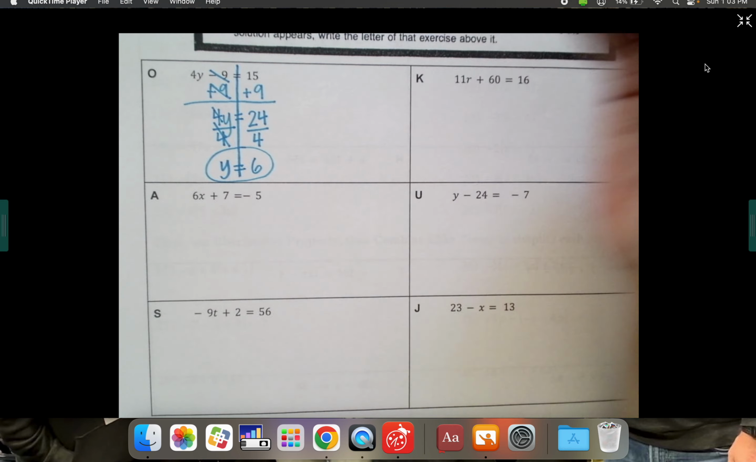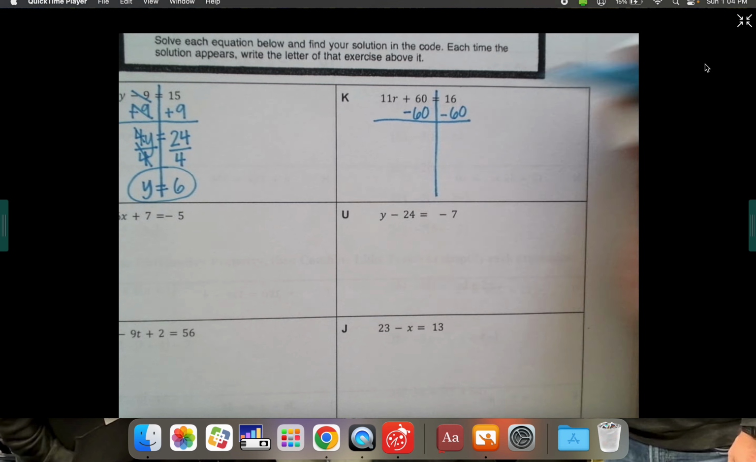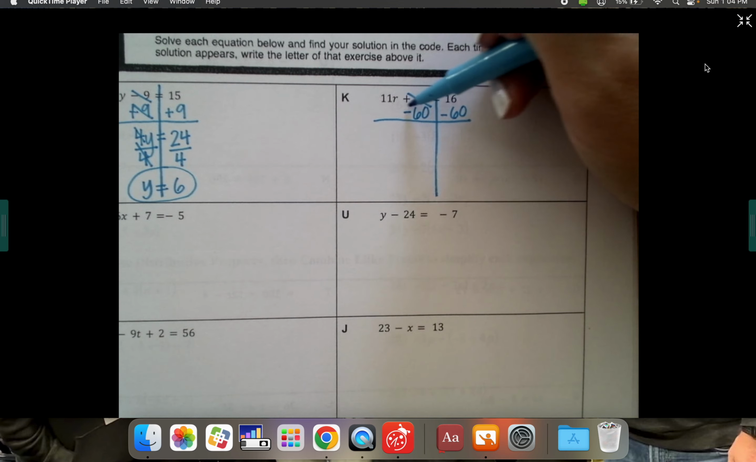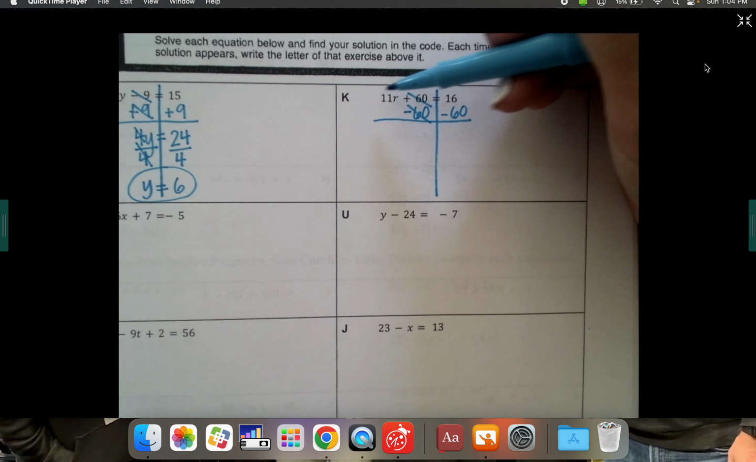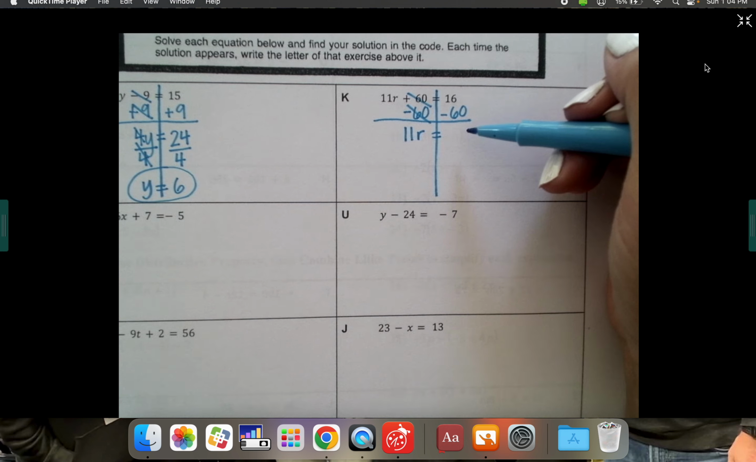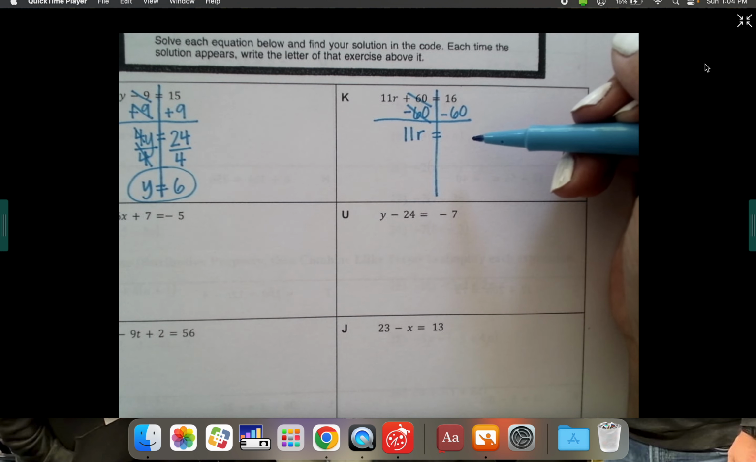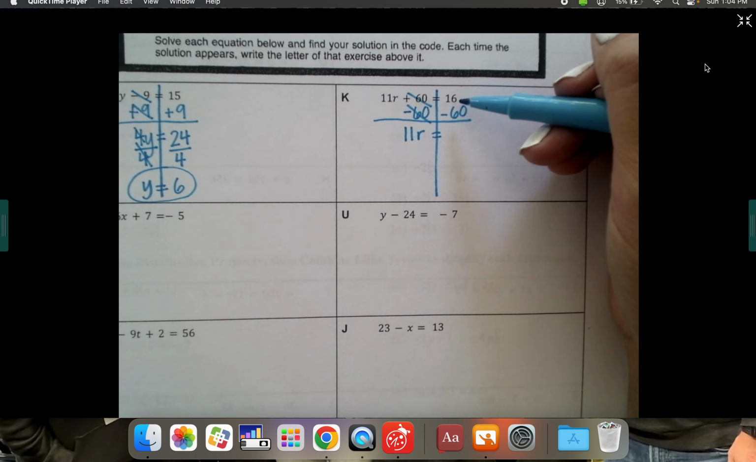Okay, let's move over to K. K has 11r as a coefficient and variable, so we're going to get rid of the constant, which is plus 60. So we get rid of plus 60 by subtracting 60. And what you do to one side, you're also going to do to the other. Show me that plus 60 and minus 60 cancel out. It leaves you with the 11r that we're going to bring down. And I like this one because it looks like it's going to be negative, and you guys need to be sure that you work with negatives sometimes. So 16 minus 60, just use your calculator. There's no reason for you to be guessing positives and negatives. It's negative 44.